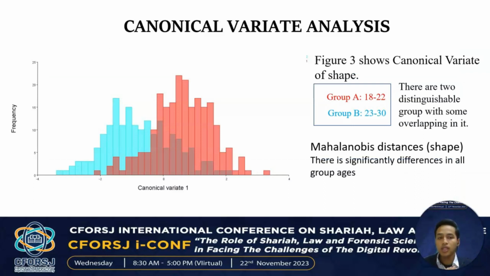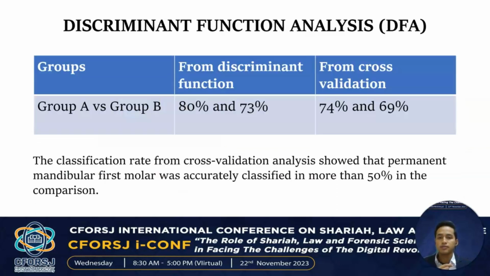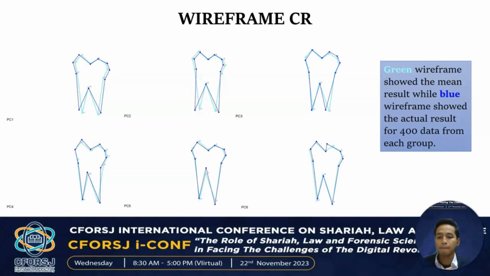Based on the CVA, Figure 3 shows a CVA of shape. There are two distinguishable groups with some overlapping. Based on the Mahalanobis distance, there are significant differences in all age groups. The next is DFA. The classification rate from the cross-validation analysis showed that the permanent mandibular first molar was accurately classified in more than 50% in the comparison. From the discriminant function, about 80% and 70%, and after cross-validation 74% to 69%.